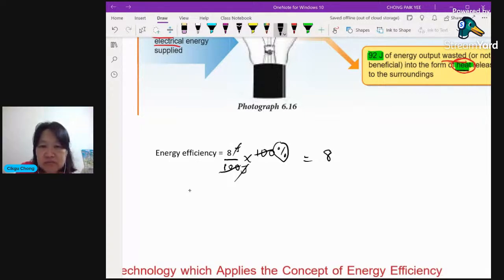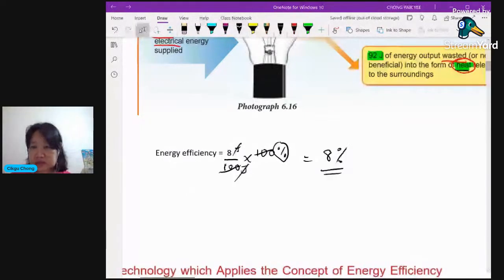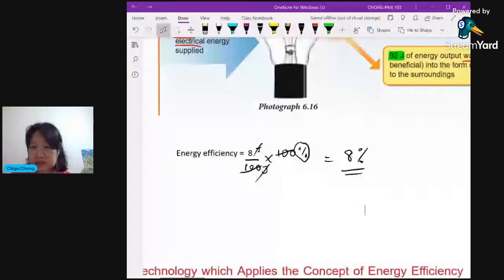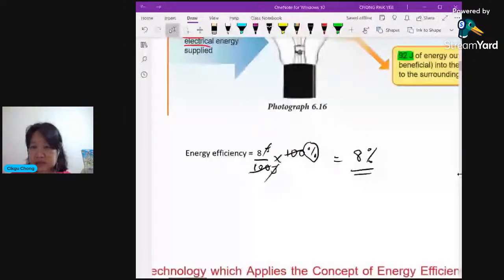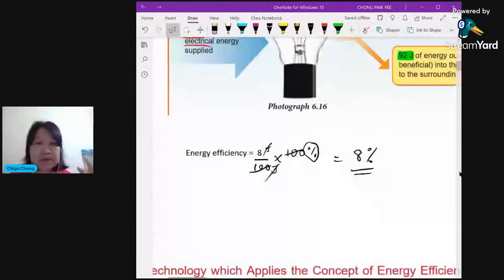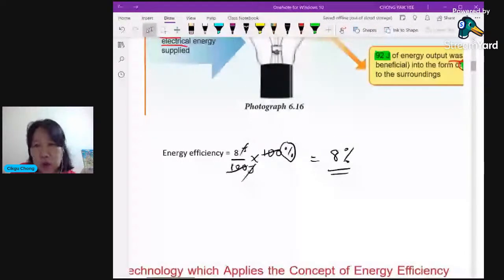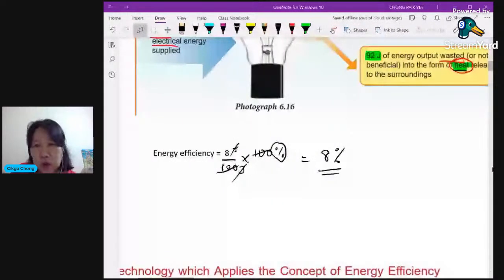The answer is a percentage. Actually, the 8% is considered very, very low. 8%, not out of 100, 8% only. So it's a low efficiency bulb. It's not very good, because I give you so much resources. I give you 100 joule, and you can only produce light with the 8 joule. The rest of the 92, you cannot do the job and give me light. In other words, it already turned into heat. So it's a low efficiency.